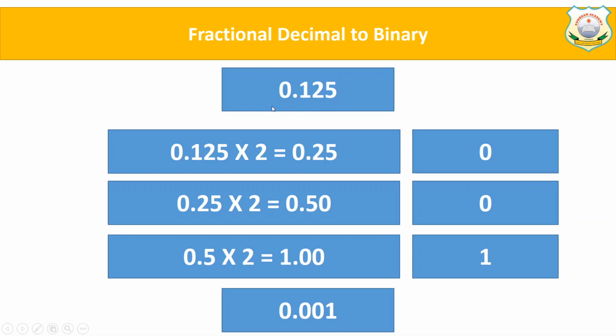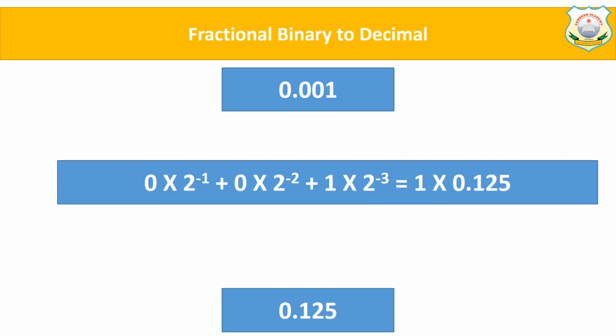And if it is just a fractional number, then just convert that and put the point, and you have to write the answer. Okay, so I hope now this is very much clear to you. Then let's move forward, that is fractional binary to decimal.